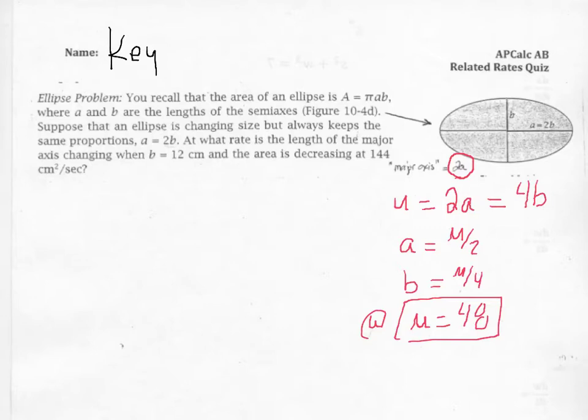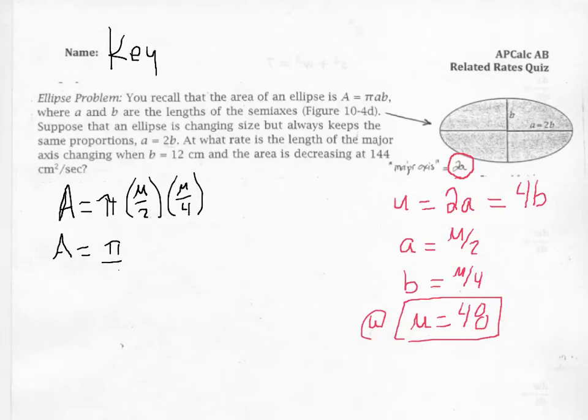So now my defining equation, A is equal to pi times a times b. A is u over 2, so this is u over 2. And then b is u over 4, so this is u over 4. And then I can multiply that out, and my defining equation that shows the relationship between the area and the major axis is A equals pi over 8 u squared.